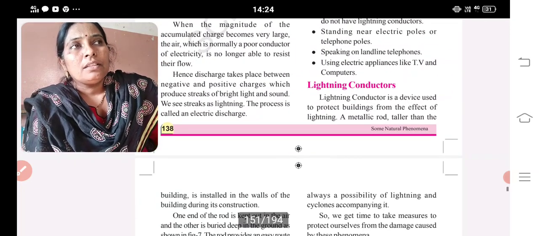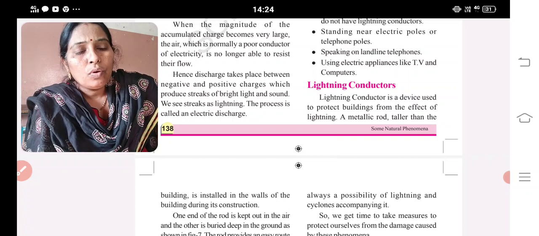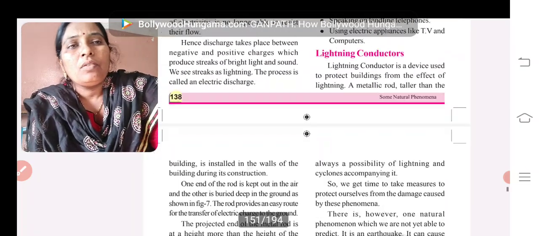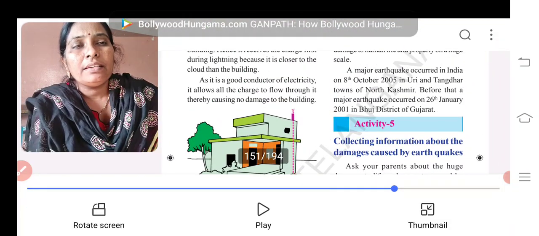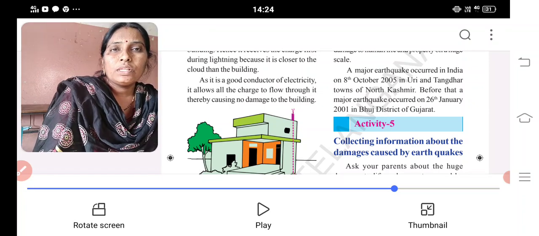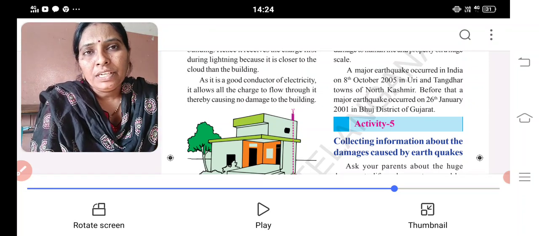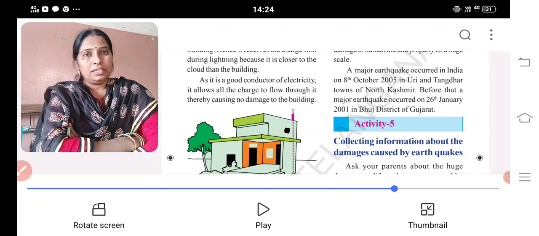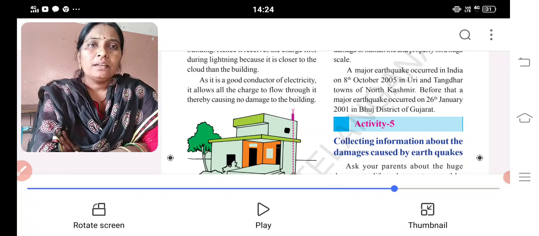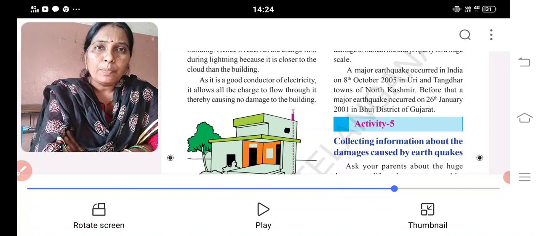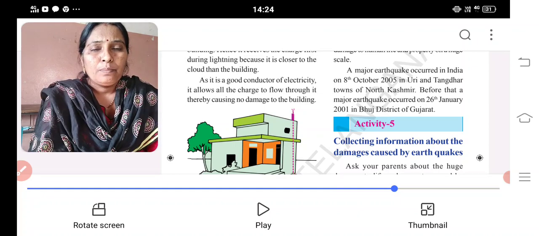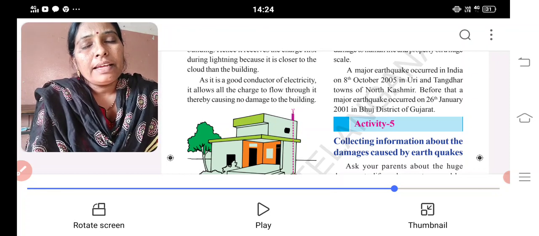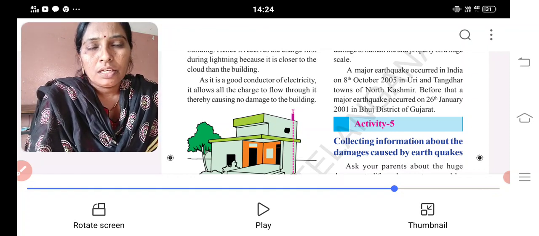Lightning conductors. The metal conductor which protects the building from lightning is called a lightning conductor. Okay, now comes the next one. Here you can see the lightning conductor, whose height should be more than the building, and one end of the metal rod is placed under the ground. What happens when thunder lightning occurs? It attracts the lightning and passes it to the ground.